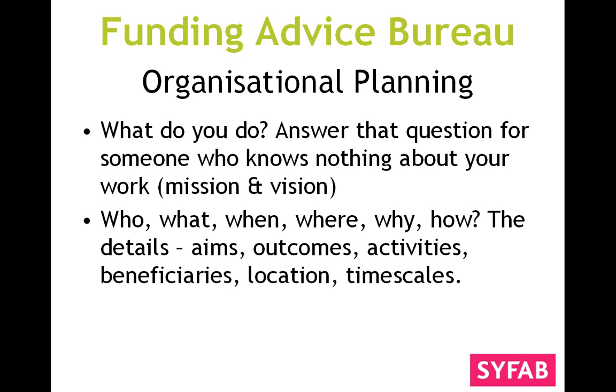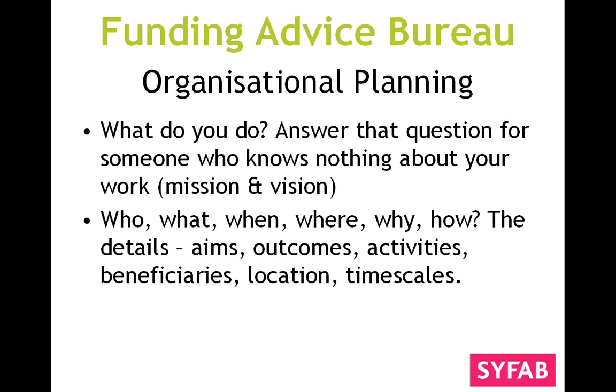And once you've got that, and bear in mind this is something you'll work on again and again in your organisation, you can start to break it down into the who, what, when, where, why and how. The details of your organisational plan. What are the aims of your organisation? What are the outcomes? What's different? What should be different as a result of your work? What are the activities that you do that help achieve your aims and meet your outcomes? Who benefits from your organisation's work? Where are you based and where do you work? And what are the timescales over which you're trying to achieve your aims?